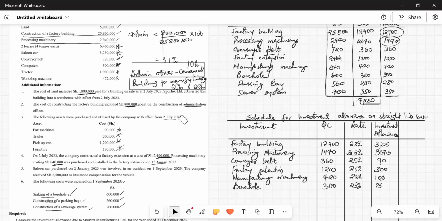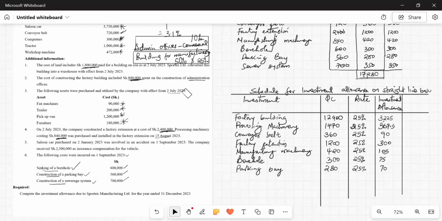The next is parking bay. Parking bay there is 280. 280, 25% should be 70. Okay. Sewer system is another one.